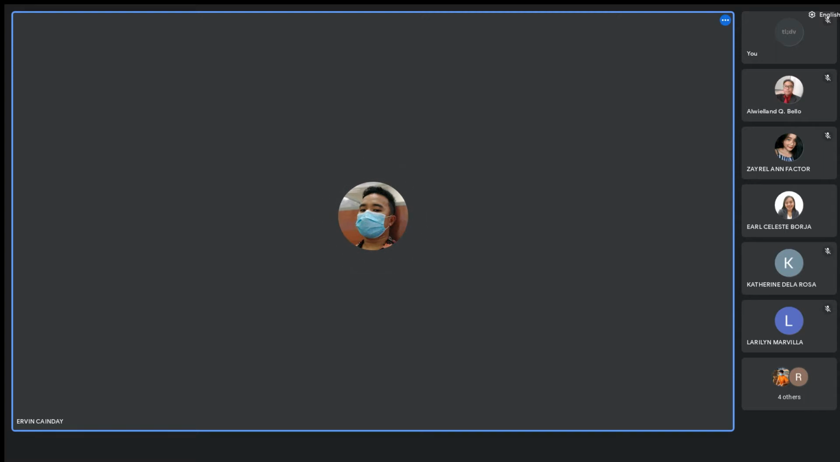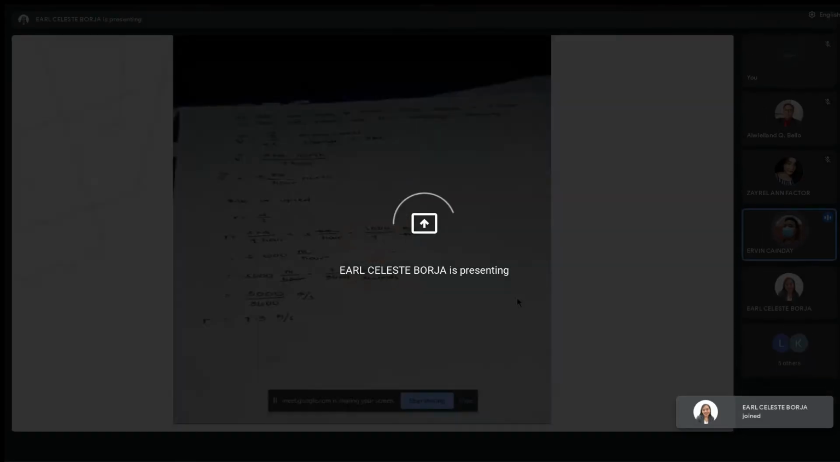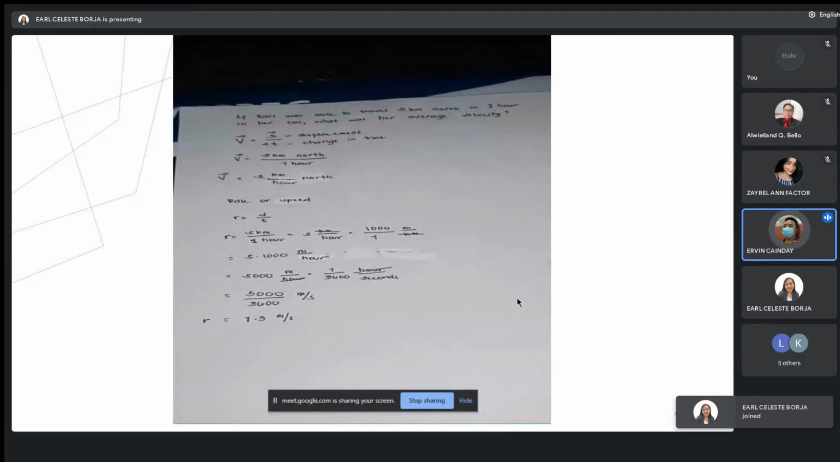To get rid of the kilometer, we will follow the procedure in basic math. We will convert the rate to meters and seconds. Since we all know that 1 kilometer is 1,000 meters, and 1 hour is 3,600 seconds.